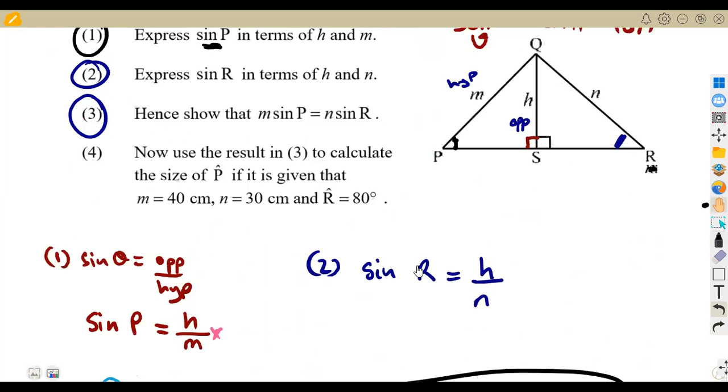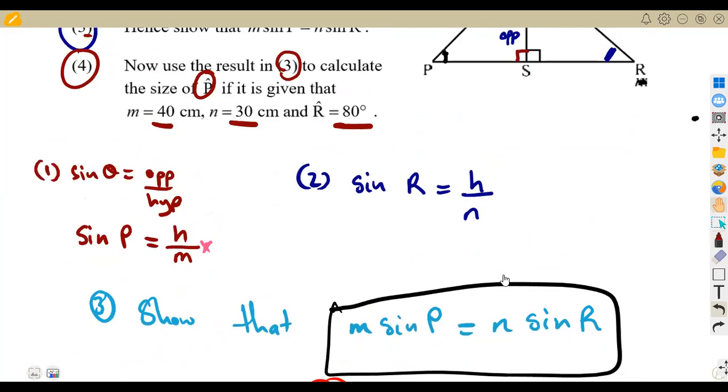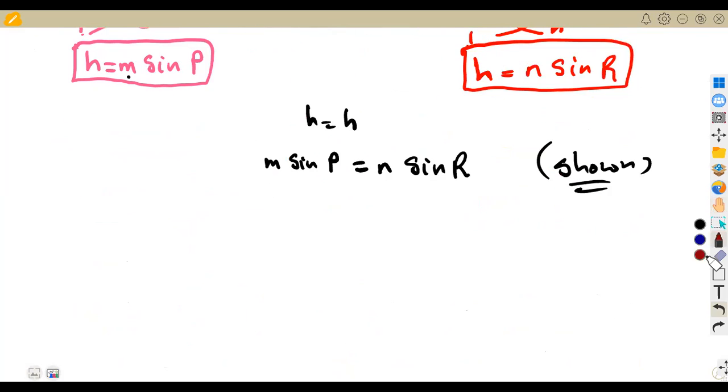It's a continuation, hence means from what you have just done, continue from there. Another continuation again is like this. Now use the result in 3. What you just proved, you have to go back to again. It's a hence again. So they are saying hence calculate the size of angle P, if it is given that M is 40, N is 30, and R is 80. So it's just a substitution. This is question number 4. This is just a substitution that you're going to make, because already we have made the equation. So you're just going to substitute whatever you're given. Then you can calculate angle P, because you're given M.